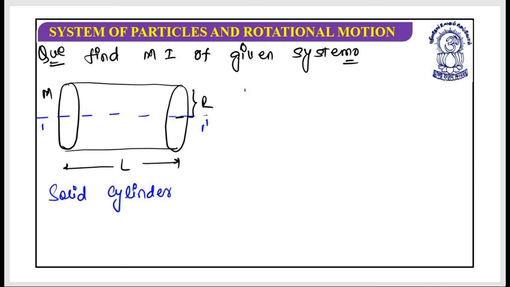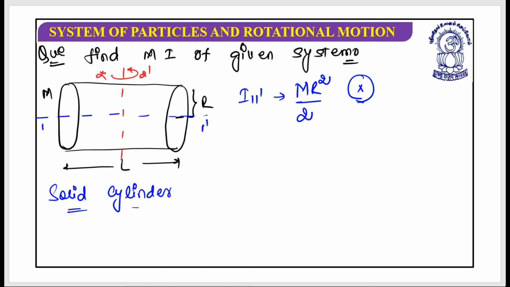Call this axis 1 1 dash. So for I11 dash, when I convert this, I find this. As it is solid, that is completely filled, it will look like a disc which is rotating on the z axis. So when a disc is rotating on the z axis, it's m r square by 2. This is I11 dash. Now let's rotate it from here, in this direction. This is 2 2 dash. If I rotate this from here, it's I22 dash.